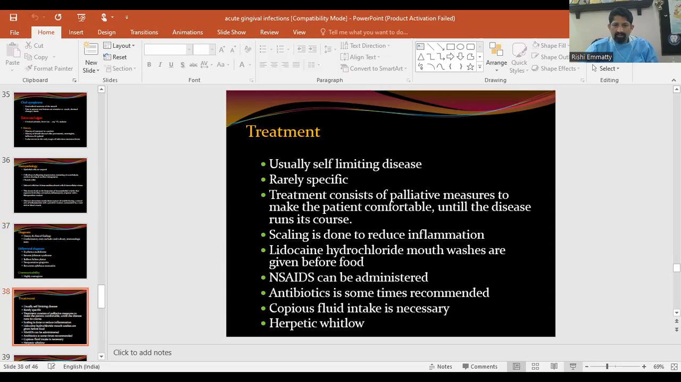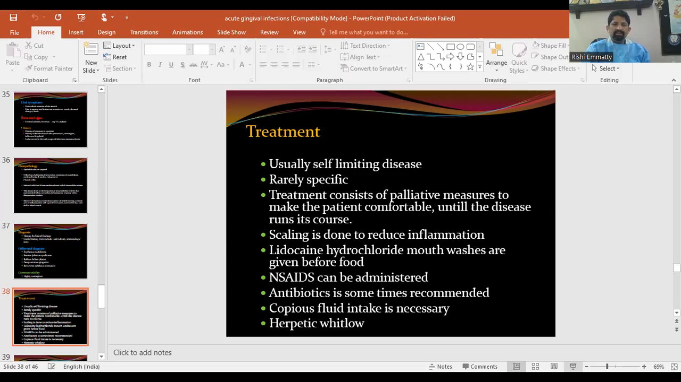Treatment: it is usually a self-limiting disease, and rarely is specific treatment needed. Treatment consists of palliative measures to make the patient comfortable until the disease runs its course of 7 to 10 days. Scaling is done to reduce inflammation, but mainly not done in the first 3 to 5 days. Lidocaine or topical anesthetic hydrochloride mouthwashes are given before food, so the patient will be more comfortable, because otherwise there will be burning sensation and pain.